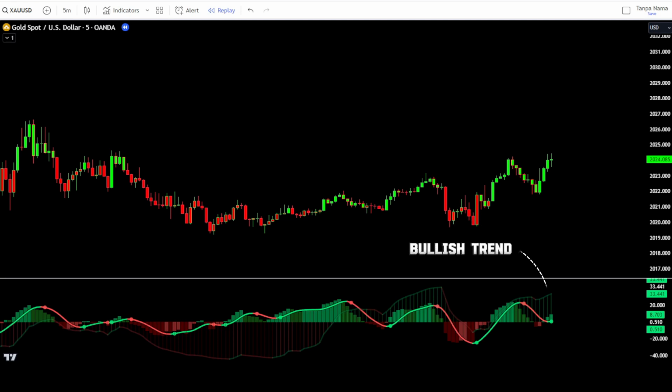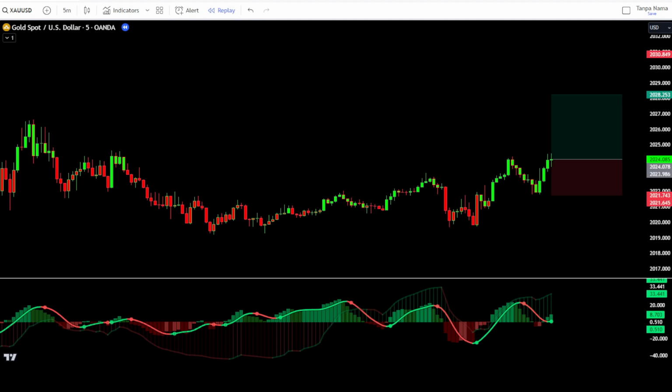2. Ensure that the b-xtrender trend histogram is at the upper level and green. 3. Confirm that the b-xtrender oscillator is also green. 4. Wait for the b-xtrender color to turn green, accompanied by the appearance of a green dot. 5. If all conditions are met, execute a buy entry after the bullish candlestick is closed. 6. Place the stop loss at the most recent swing low. 7. Utilize a take profit target with a risk-reward ratio of 1 to 1.5.